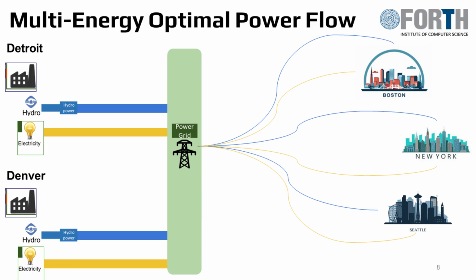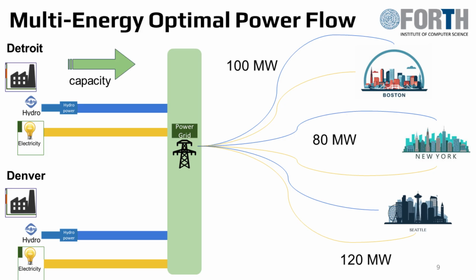We now make the network structure more explicit. Detroit and Denver act as supply nodes. Each one can generate both electricity and hydrogen. These supplies enter the central power grid. On the demand side, we have three cities: Boston, New York, and Seattle. Each city requires energy, and flows can be routed from either supply node through the grid. The colored lines represent possible transmission paths. Blue lines correspond to hydrogen energy type, while yellow lines correspond to electricity energy type. Conceptually, each arc in this network corresponds to a decision variable: how much energy of type E flows from node I to node J. This is precisely the structure of a network flow model.